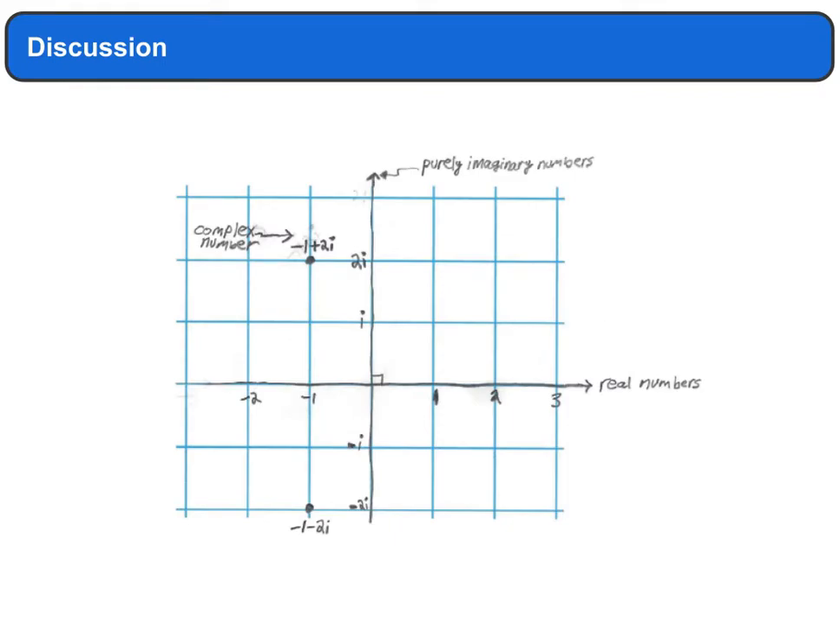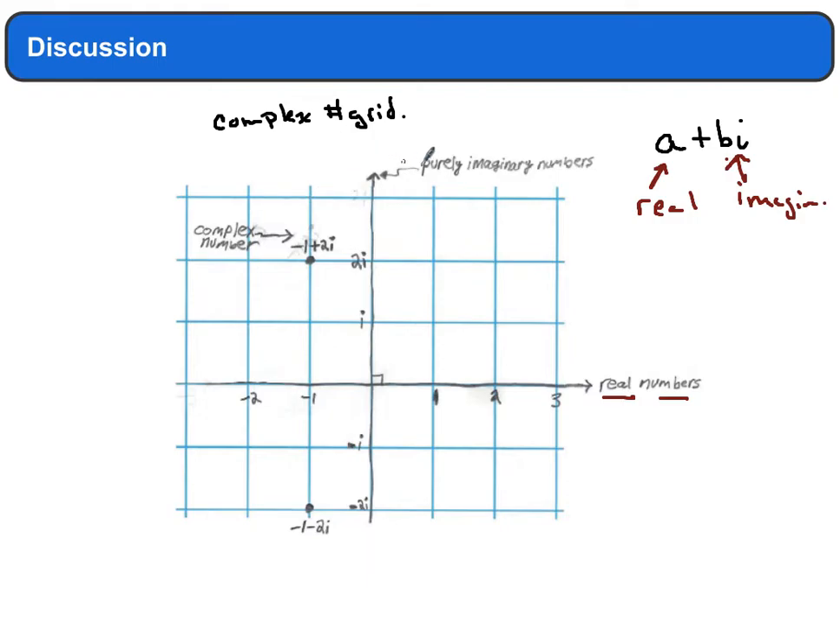The last image I'll show is the complex number grid. So we'll just kind of label this as the complex number grid. And so remember, we talked about a complex number being a plus bi, such that the a part is considered the real part, and then the bi is considered the imaginary part. So here we have our real number system. Here's our purely imaginary numbers.